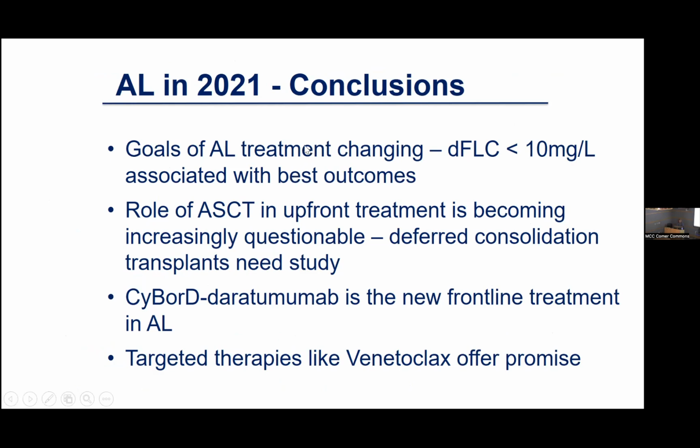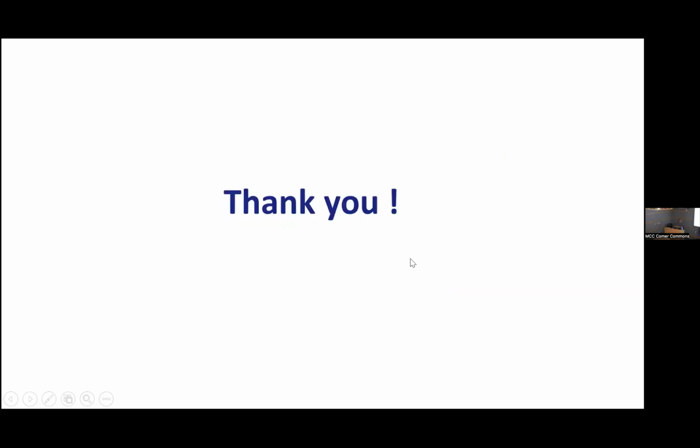And so the goals of amyloidosis: the role of autologous transplant is becoming increasingly questionable. If you don't do transplant, you should refer them to a transplanter to discuss the data with them, although depending on who you refer them to, they might just get a transplant. If you give them daratumumab-based therapy and they have a light chain less than 10, you don't need to. And then targeted therapies like venetoclax in the future. That's everything. Any questions on anything?